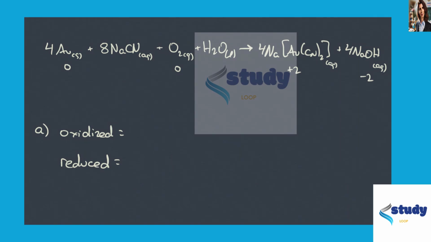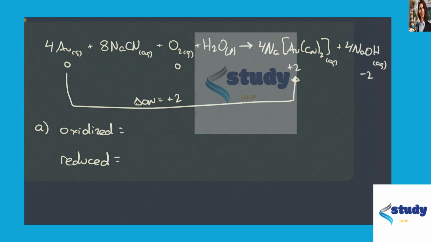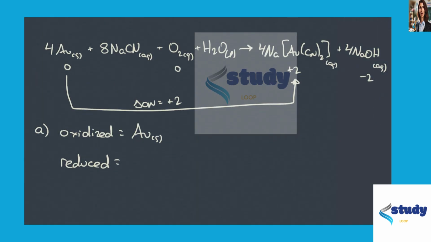So in the forward direction, we can see that gold goes from 0 to +2, so our delta ON here is +2, and this is going to be a process of oxidation. So that tells us that gold solid undergoes oxidation, and oxygen here is a delta ON of -2, so that is a process of reduction, so oxygen gas is being reduced.